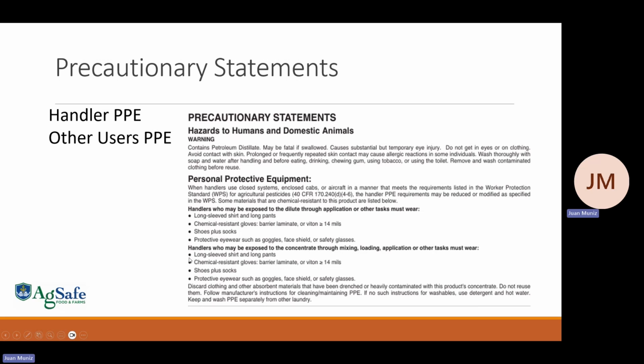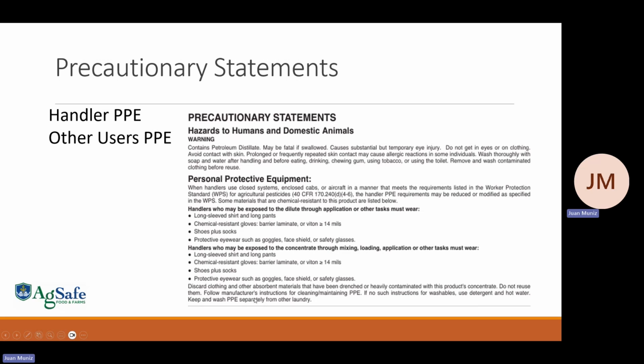They must wear long sleeve shirt, chemical resistant gloves, again of barrier laminate or Viton, and must be 14 millimeters thick or thicker, plus shoes and socks, protective eyewear. Again, this is all similar to the applicator. The only difference is they've added the instructions here to discard clothing and other absorbent materials that have been drenched or heavily contaminated with this product's concentrate.